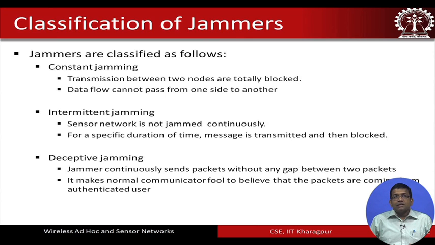Then the intermittent jammer: intermittently it is going to jam. The sensor network is not jammed continuously or constantly like before, but for a specific duration of time, and intermittently the message is going to be transmitted and then blocked. The deceptive jammer continuously sends packets without any gap between two packets. It fools the normal communicator into believing that the packets are coming from an authenticated user.